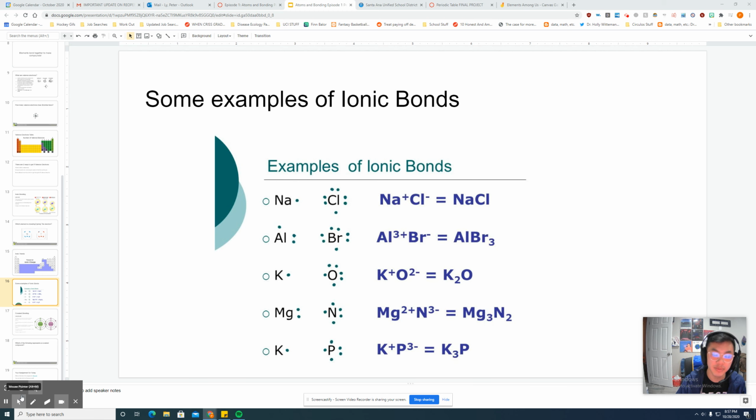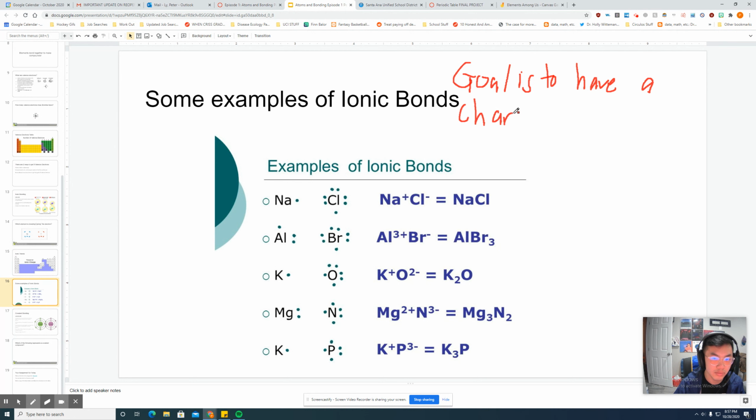Everyone. So today I'm going to show you guys how to calculate ionic bonds when they're combined to make a compound. Okay. So the goal when you're making an ionic compound is to always have a charge of 0. Okay, a charge of 0.